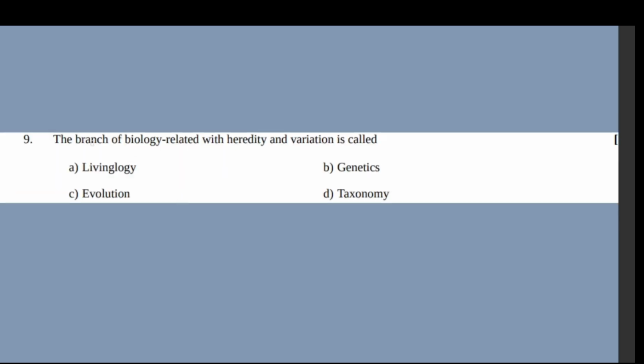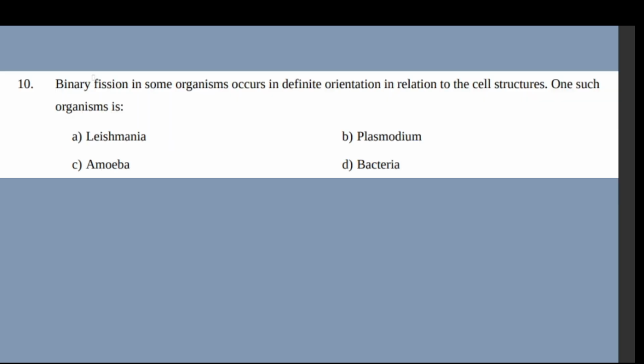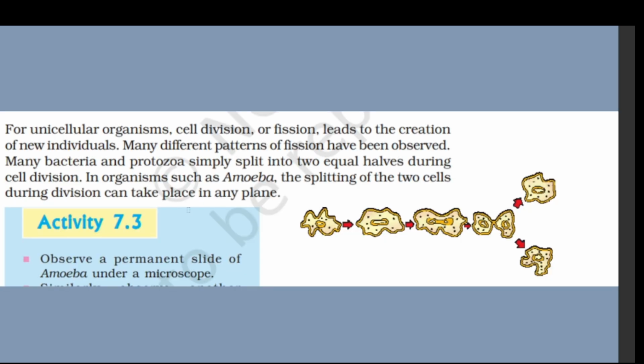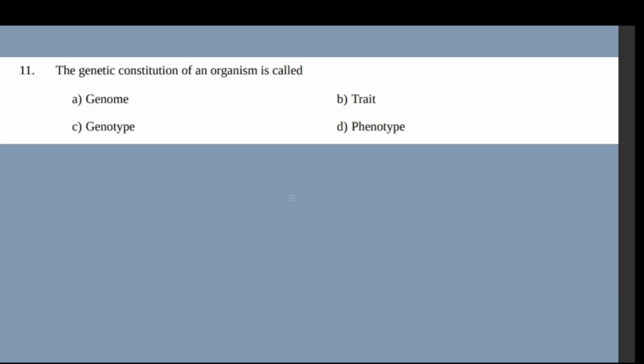Next, the branch of biology. You can see the answer; this is genetics. Binary fission in some organisms occurs in a definite orientation in relation to the cell structure. One such organism is amoeba. It is given in the NCERT as well that in organisms such as amoeba, the splitting of the two cells during division can take place in any plane.